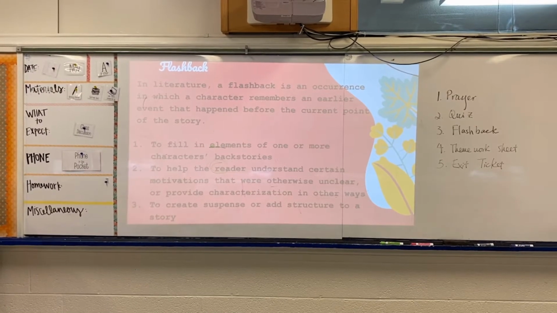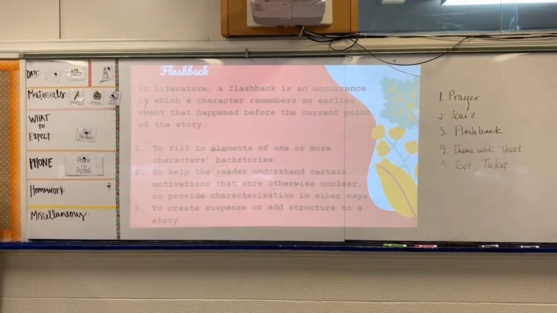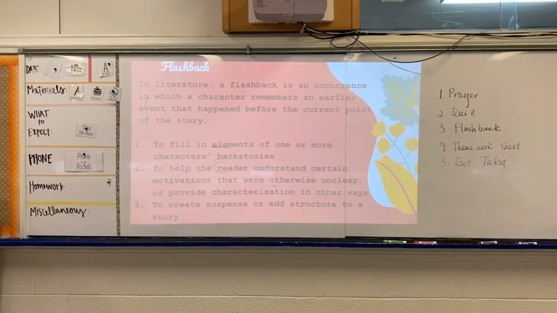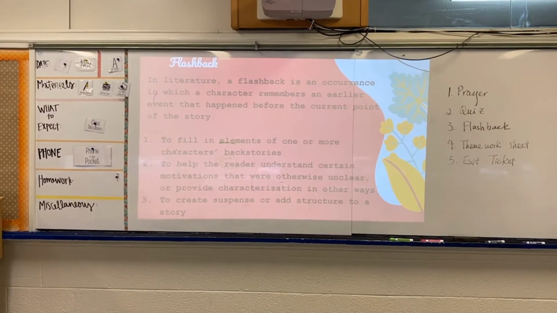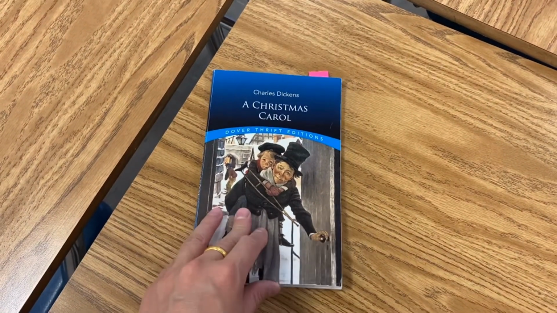In chapter 2, the Ghost of Christmas Past takes Scrooge back to his past. What literary device did Dickens use here? And all the students could answer the question with flashback right away.